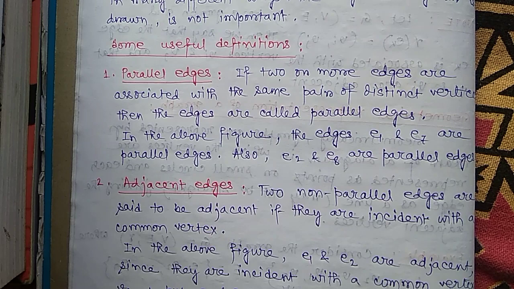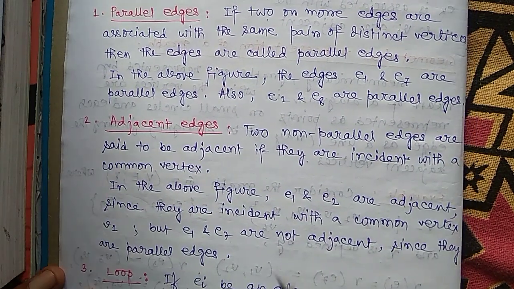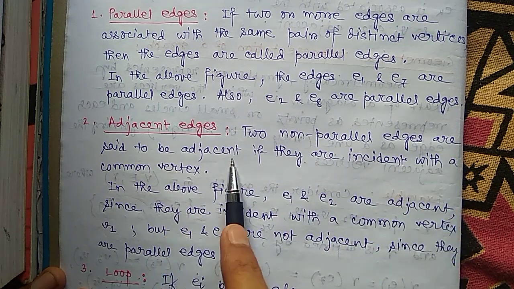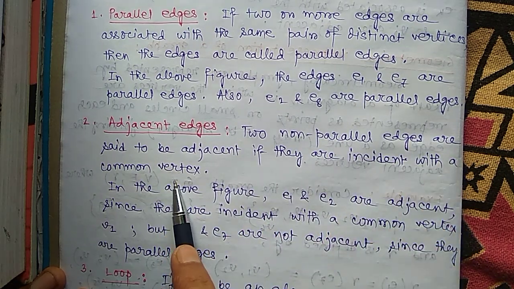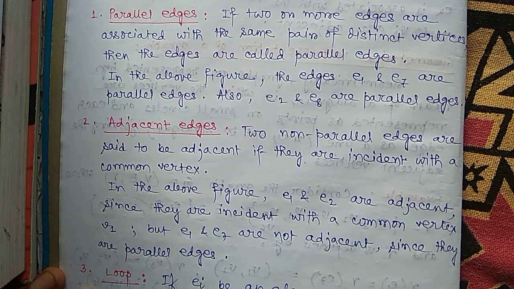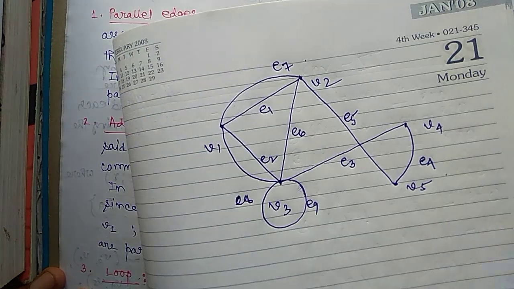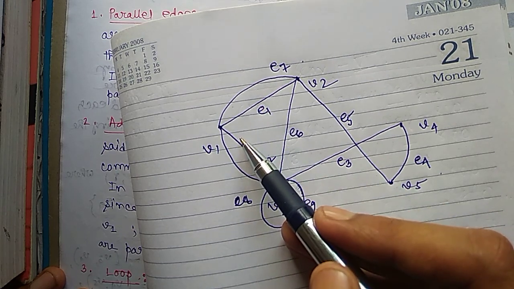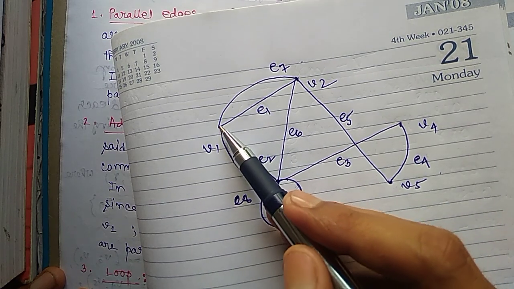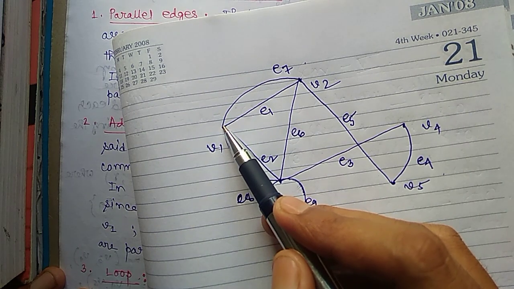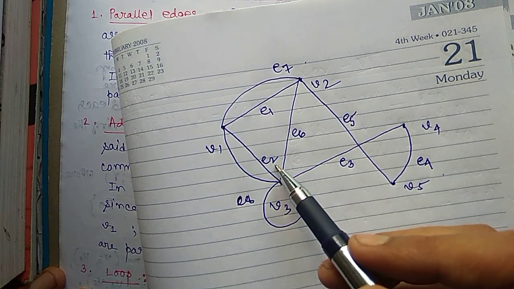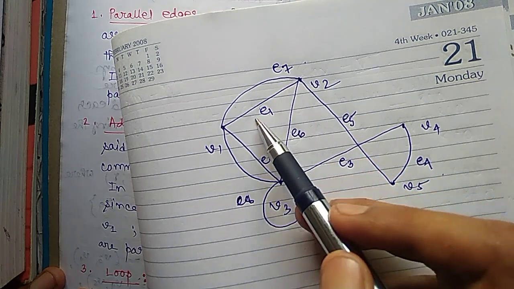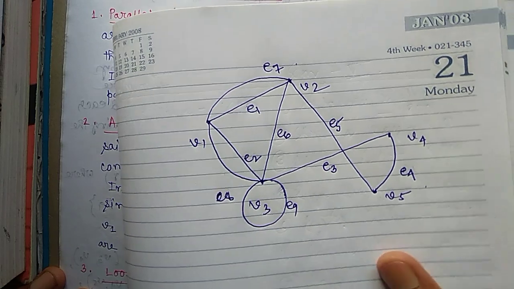Okay, next, adjacent edges. Two non-parallel edges are said to be adjacent if they are incident with a common vertex. So here e1 and e2 are incident with the vertex v1, so e1 and e2 are adjacent edges, but not e1 and e7, because they are parallel edges.